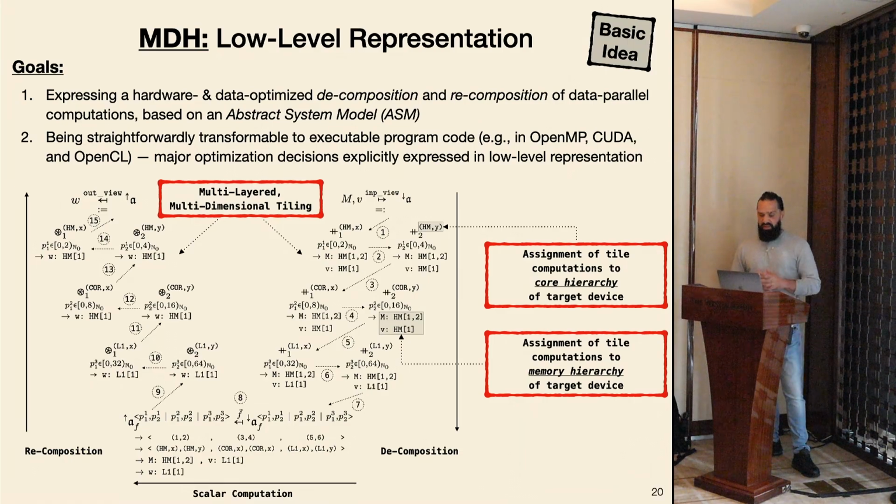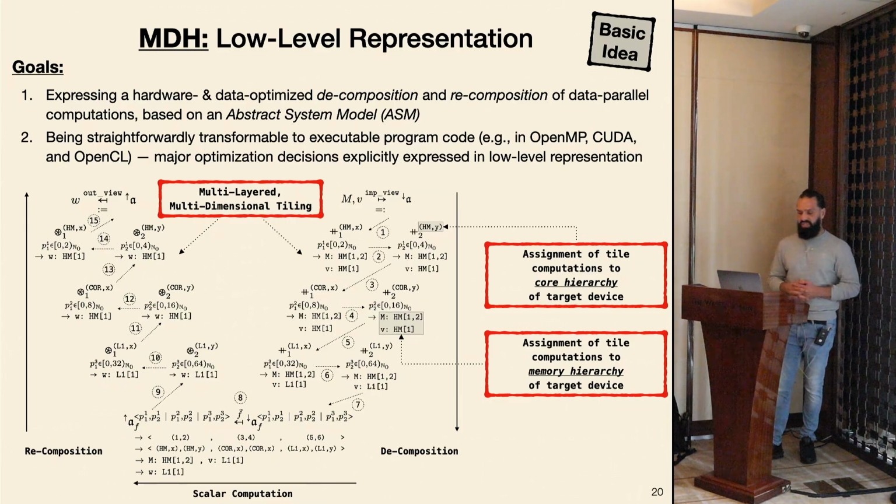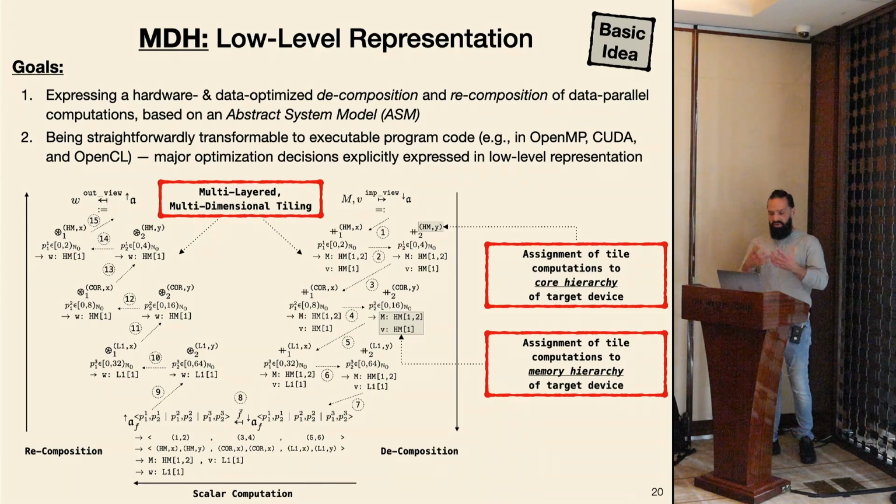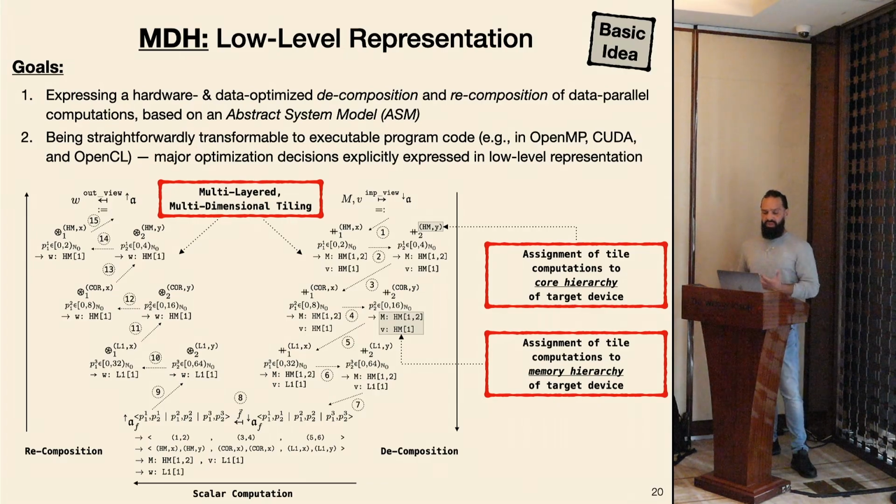And the second major goal is that we have designed the representation so that it can be straightforwardly transformed to executable program code, for example in OpenMP, CUDA, and OpenCL. And straightforwardly in this context means that all the major optimization decisions regarding data movement and parallelization are already explicitly expressed in this representation here.